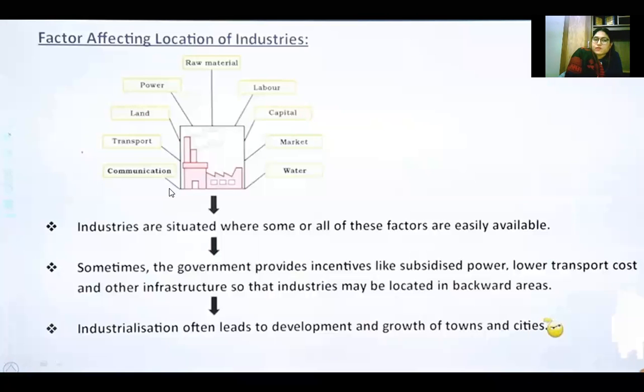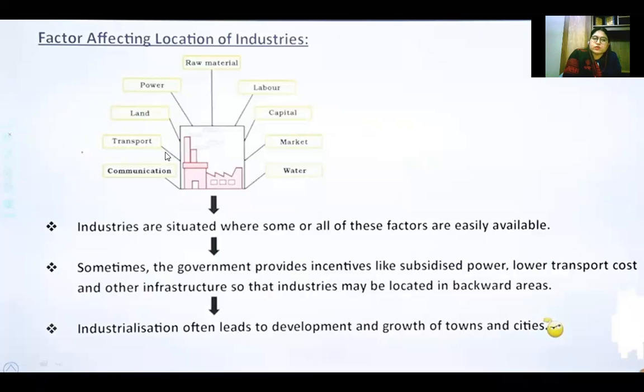Communication means internet facilities, then telephone facilities, all these should be there, because they have to regularly. अब ऐसा नहीं कि वहाँ पे one person has put up the factory and there is no range, वहाँ पे मतलब calling के लिए कोई range ही नहीं है. So then also it is affecting the work somehow. If the person wants to talk to the seller, उसको wholesaler से बात करनी है, and he is not getting the proper network, so then also it is a problem. So communication is also an important factor of location of industries.